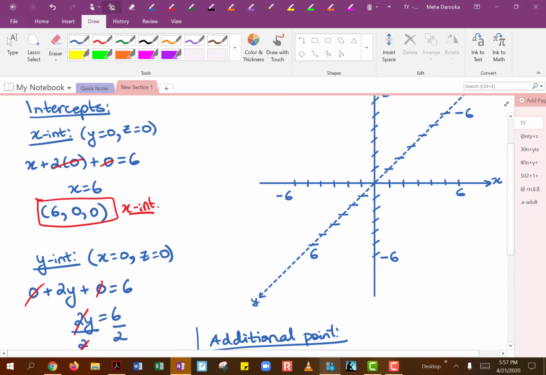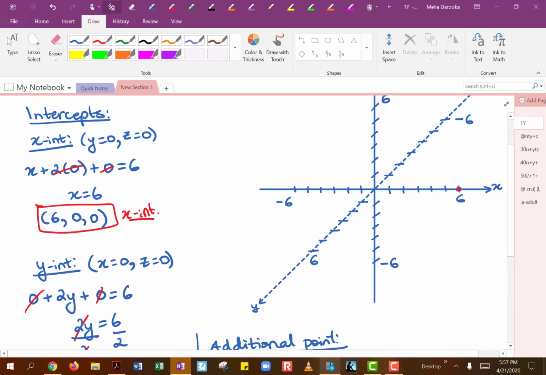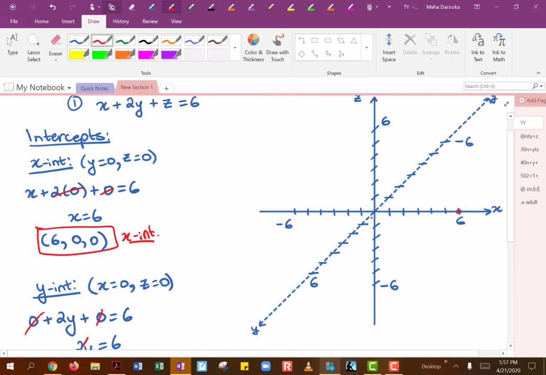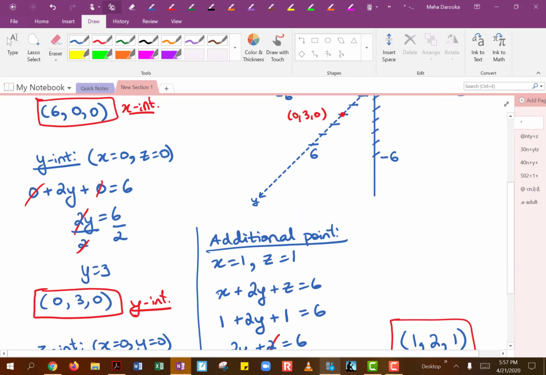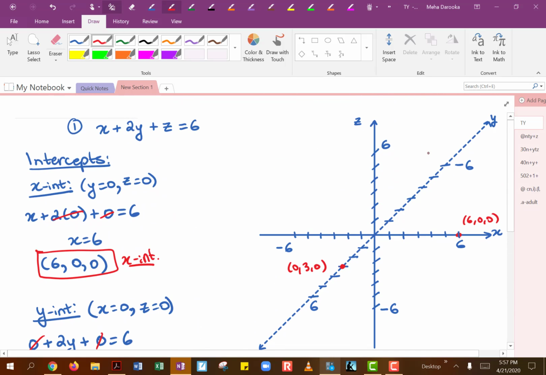So let's start with the x-intercept, which is at 6, 0, 0. So that's going to be this point right over here. Our y-intercept is at 0, 3, 0. So remember, the positive side is here. 0, 3, 0 will be this point. If it helps, you can go ahead and write your ordered triples down. This guy here will be 0, 3, 0. And then our z-intercept was at 0, 0, 6. So 0, 0, 6 is going to be this guy right over here.